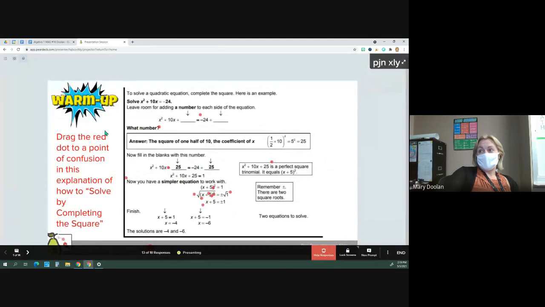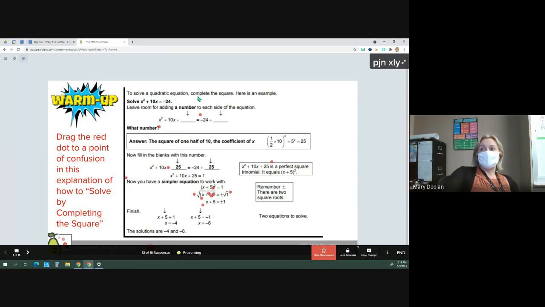Okay, so we have red dots kind of everywhere. So let's go through this. To solve a quadratic equation, so this is a quadratic equation. It's an equation because it has an equal sign. It's quadratic because x is squared. Okay, this is a power of 2 right here.